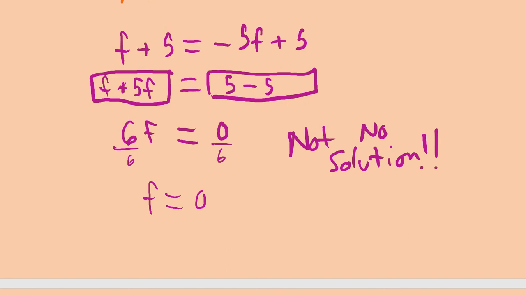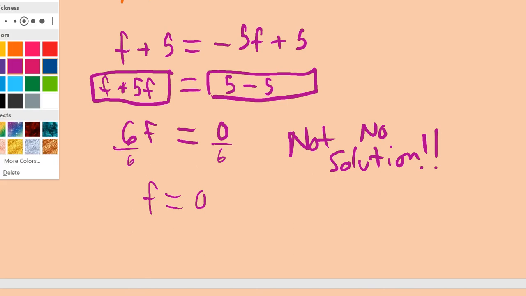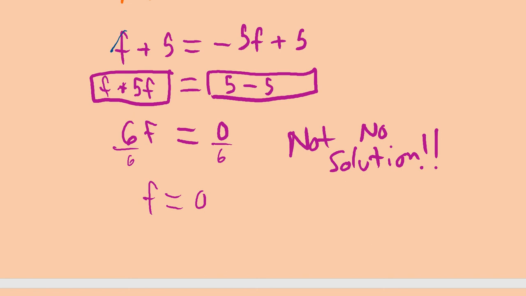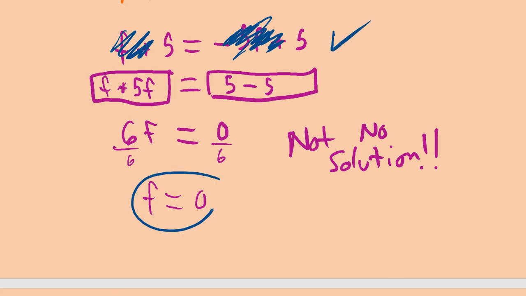All right, the only thing you could put in for f to make the left-hand side equal to the right-hand side would be 0. And you could test this. If I put a 0 in for f, that is 0 plus 5, which is just 5. If I put a 0 in for this f, negative 5 times 0 is just 0. So that'd be 0 plus 5. You get 5 equals 5, which is a true statement, which means this is correct. All right, so your answer is not no solution. The answer is 0. There's a difference there.